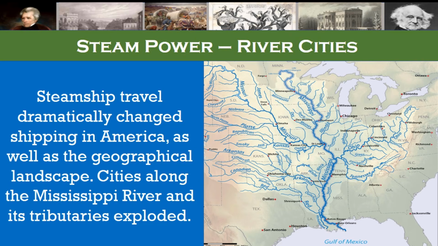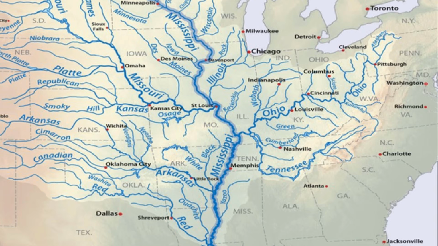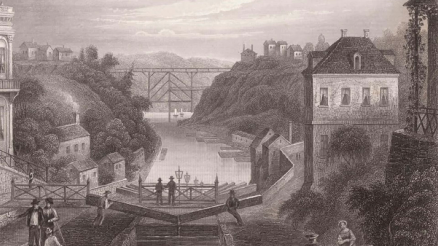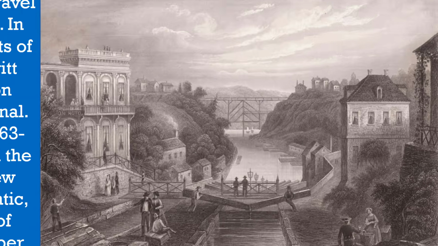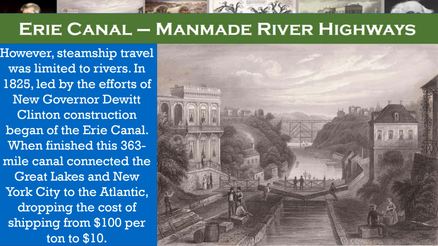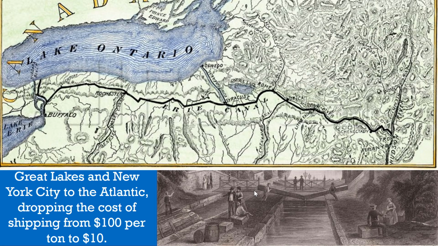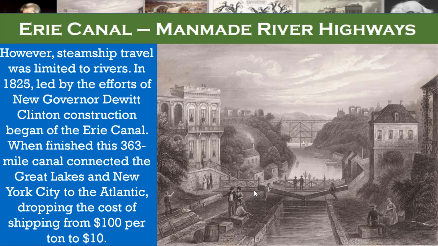Steamship travel dramatically changed shipping in America, as well as the geographical landscape. Cities along the Mississippi River and its tributaries exploded. However, steamship travel was limited to rivers. In 1825, led by the efforts of New York Governor DeWitt Clinton, construction began of the Erie Canal. When finished, this 363-mile canal connected the Great Lakes and New York City to the Atlantic, dropping the cost of shipping from around $100 per ton to $10.